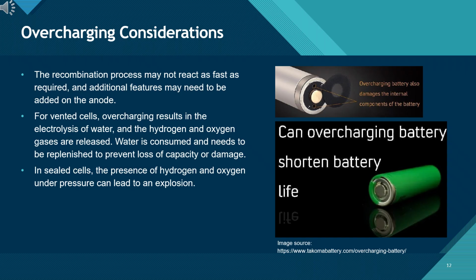If water isn't replenished in time, the battery loses capacity, overheats, or suffers permanent damage. In sealed cells, the gases cannot escape. Pressure builds up inside, and if the design or safety features fail, the battery may rupture or even explode. This is why sealed cells need very careful charge control and built-in protections. Remember, overcharging not only shortens battery life, but can also create serious safety hazards for workers and equipment.